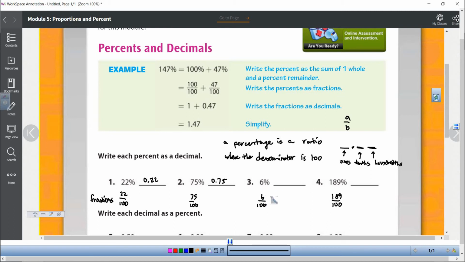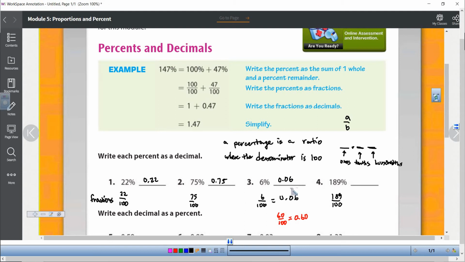Now we have to be careful on this one. This is not 60%. If it were 60%, and I'm going to write it in a different color so we don't get confused, 60% would be 0.60. But it's 6%. So it's 6 over 100, and I have to go 2 places over. 6 over 100, not 60 over 100. This is 60 over 100. This is 6 over 100.